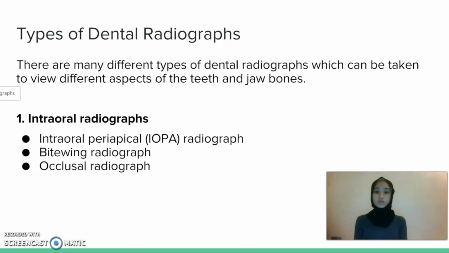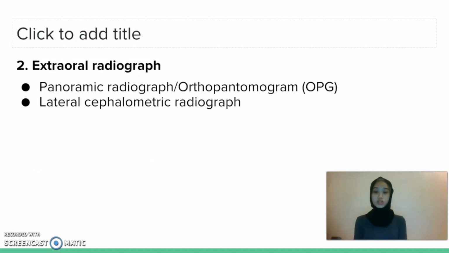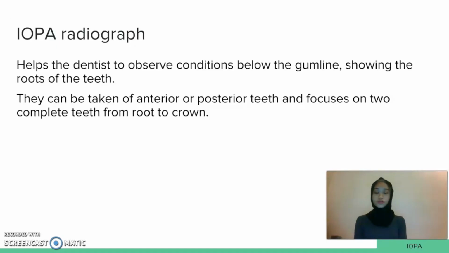There are many different types of dental radiographs which can be taken to view different aspects of the teeth and jaw bones. Firstly, there are intraoral radiographs such as intraoral periapical radiograph, which is also known as IOPA, bite-wing radiograph, and also occlusal radiograph, whereas in extraoral radiograph there is panoramic radiograph or orthopantomogram, which is also known as OPG, and also lateral cephalometric radiograph. So firstly, we'll start off with the IOPA radiograph.